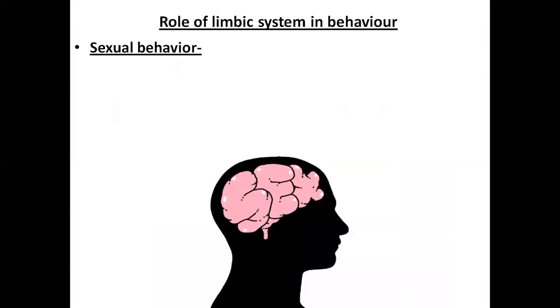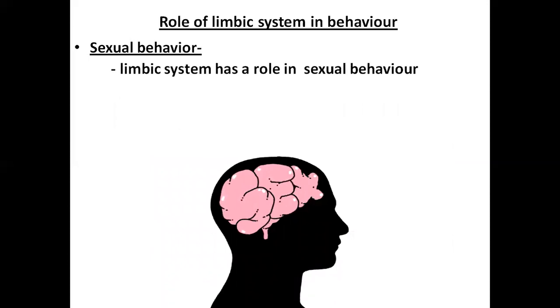Coming to the role of the limbic system in behavior. So, sexual behavior. The limbic system has an important role in sexual behavior. The basic sex drive, that is, the urge to copulate, is a complex phenomenon involving the coordinated efforts of both the neural as well as the hormonal mechanisms.